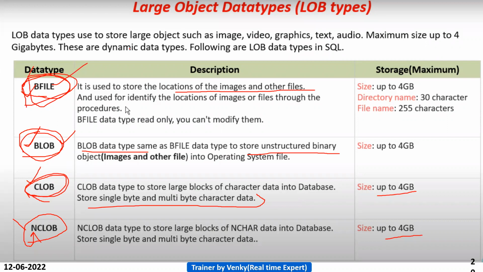So what does BFILE do? It's simple, you can observe. BFILE stores the file location. LOB means large object. BLOB means binary large object. It will store the actual data of that image. So BFILE is used to store the location of the image or other files, and is used to identify the location of the picture or the video, that location of files, through the procedures.